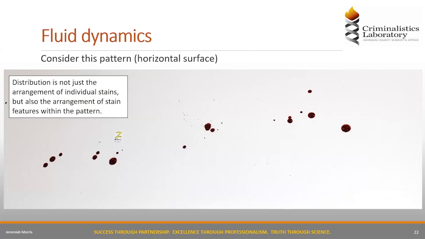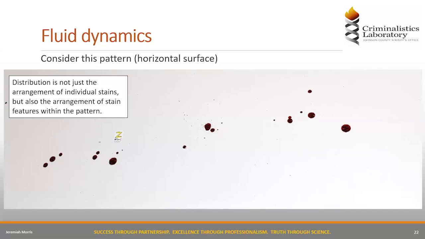Because when we deal with the distribution, I think we focus only on one concept of distribution. When we think of distribution, we generally think of the arrangement of individual stains within a pattern. But I'm going to challenge you that distribution is much broader than that. Distribution is also the arrangement of stain features within that pattern. So is there a distribution to the size? Are the sizes randomly distributed? Or can we see a pattern where on one side they're really small, and as we move from one side to the other side, they start getting larger and larger?